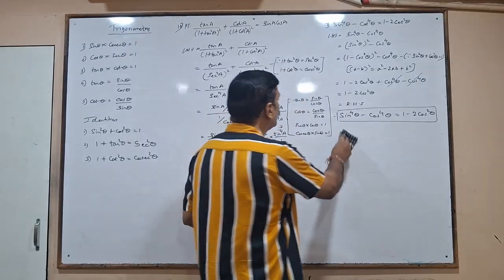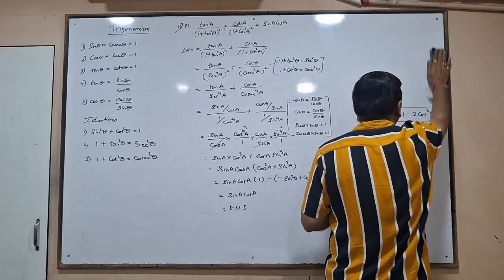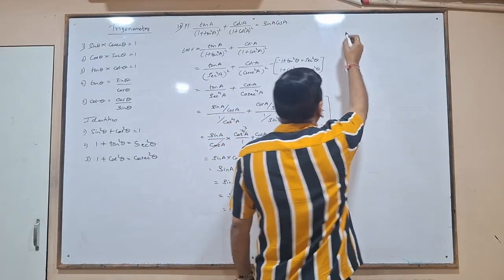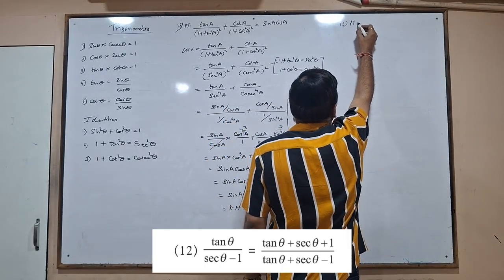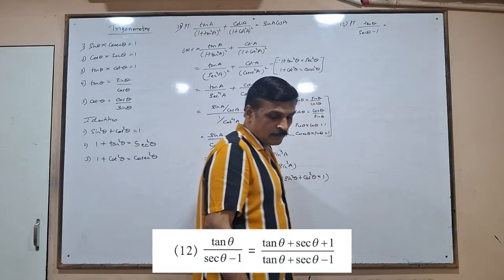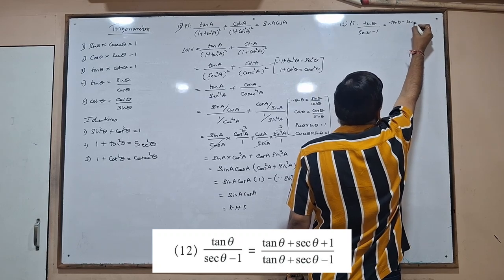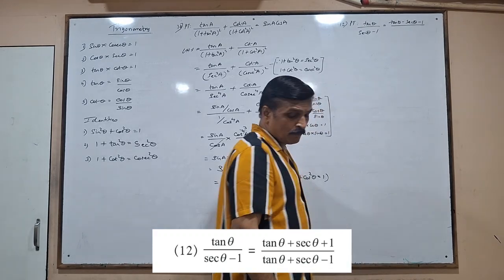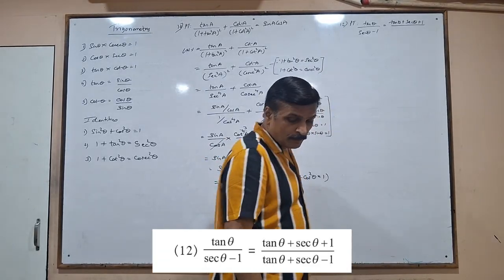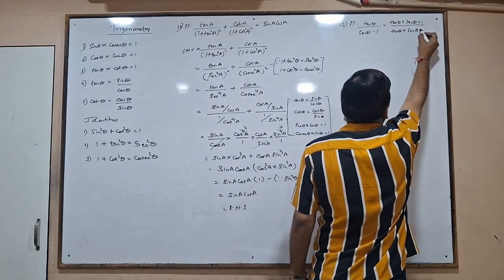We'll solve question number 12, the last of this exercise, a unique one because there are 3 terms on the right hand side. Question number 12. Prove that tan theta upon sec theta minus 1 is equal to tan theta minus sec theta minus 1 upon tan theta plus sec theta plus 1, which is also equal to tan theta plus sec theta minus 1.